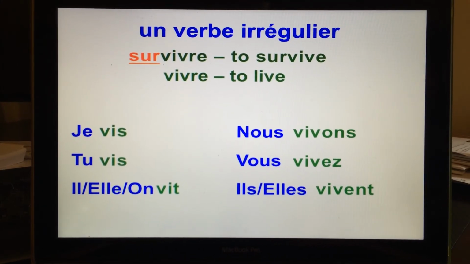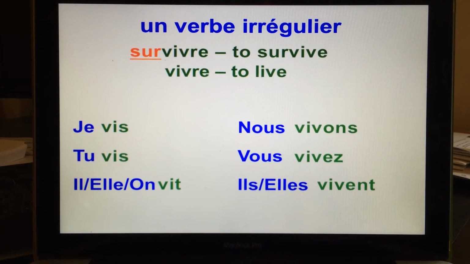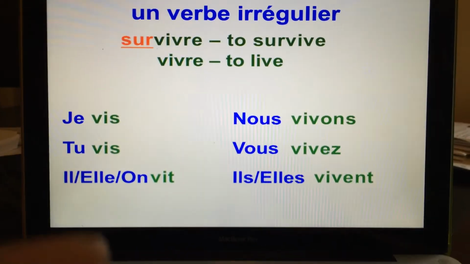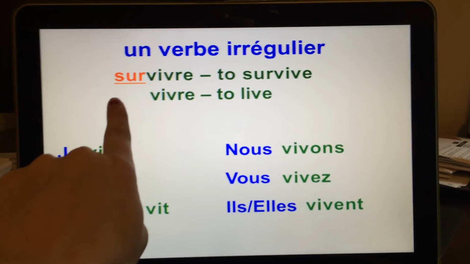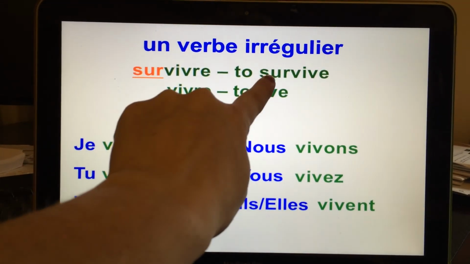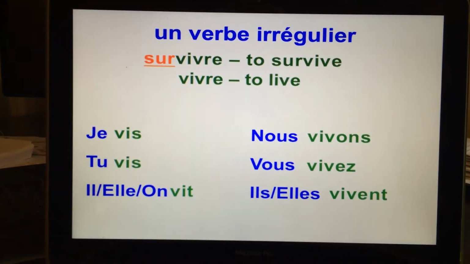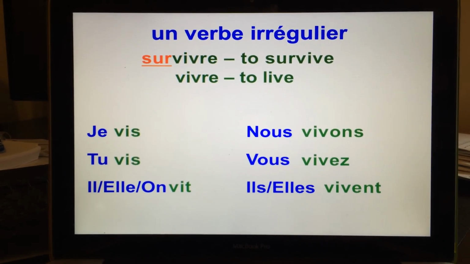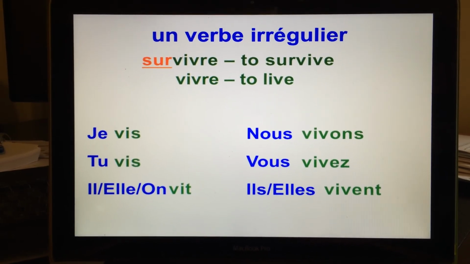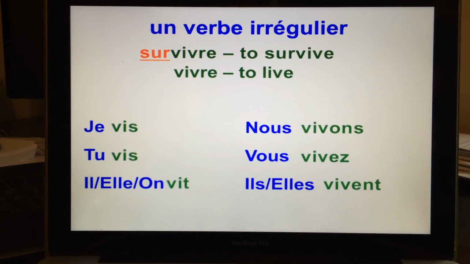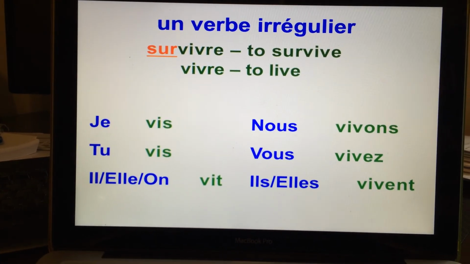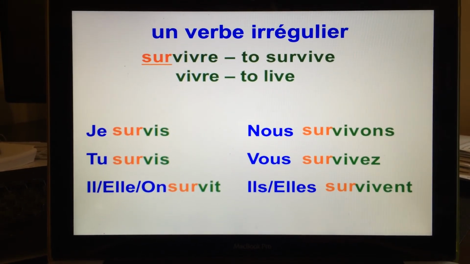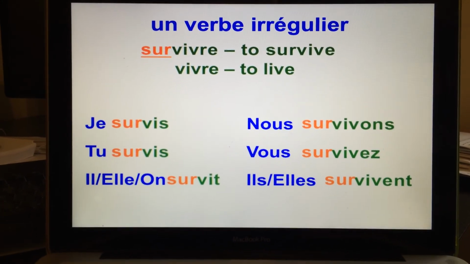So I'd like you to go ahead and copy down vivre onto your irregular verb chart. And then just right above where you put vivre, to live, go ahead and also copy down survivre, to survive, and underline your S-U-R, okay? You do not have to copy down all the conjugations for survivre as well. I'm just going to show them to you here, okay? So they are je survis, tu survis, il survit, nous survivons, vous survivez, and ils, elles survivent.